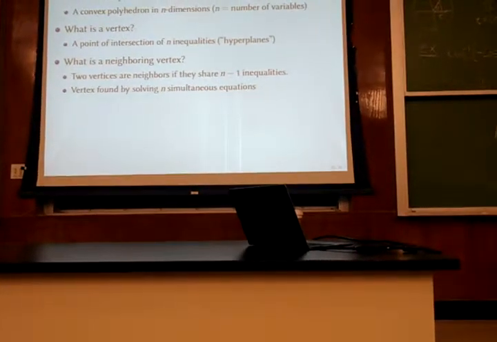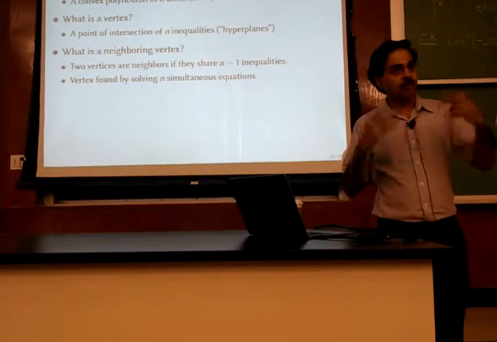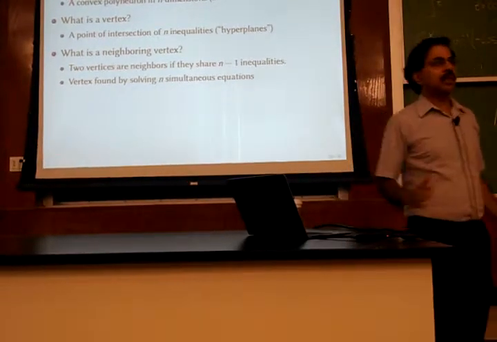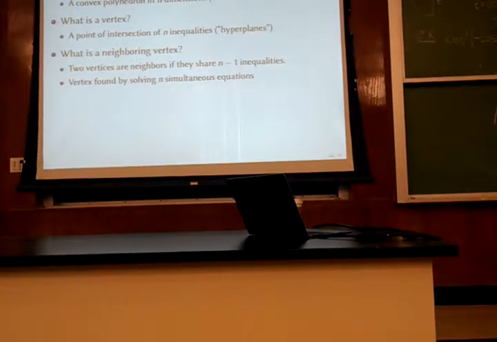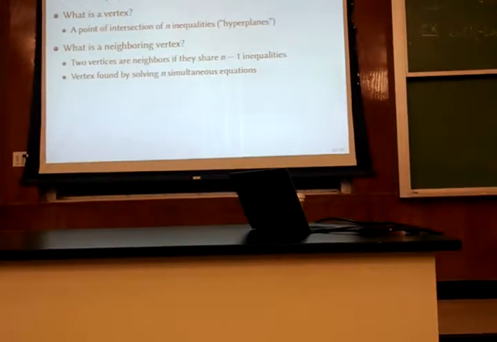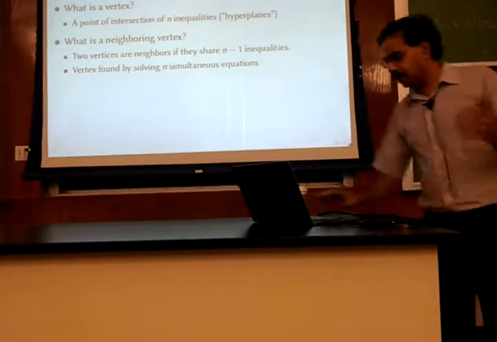So that's how I'm going to compute my neighboring vertices, and I'm going to evaluate the objective function, which is, of course, trivial, right? It's just an equation involving a bunch of variables. You can do that.